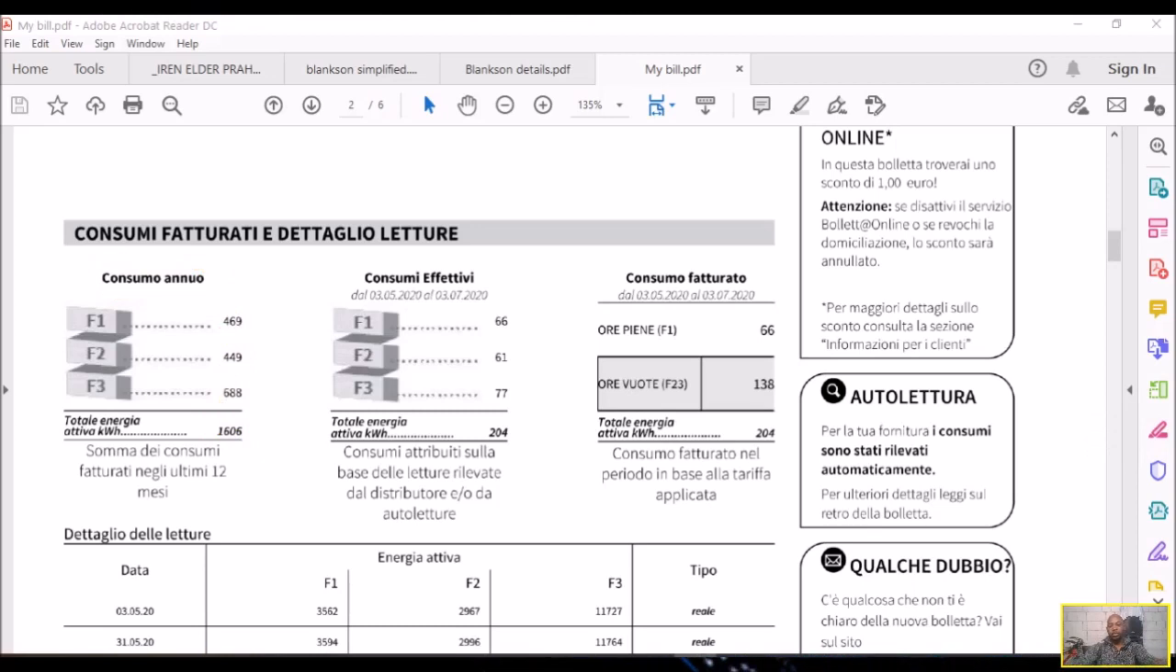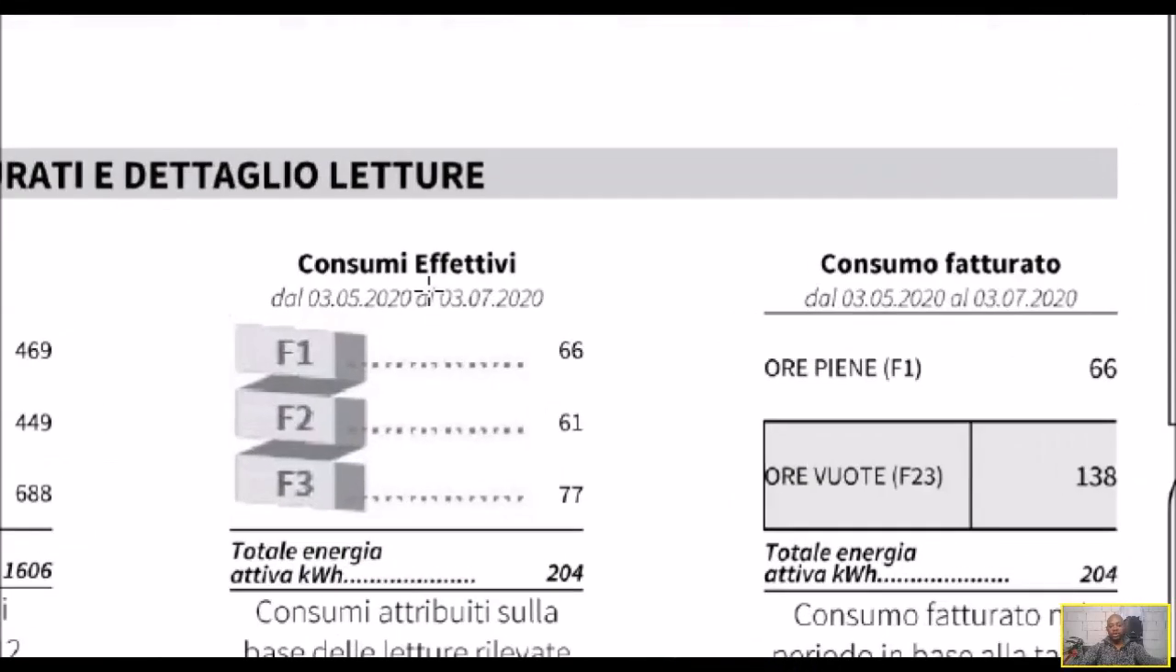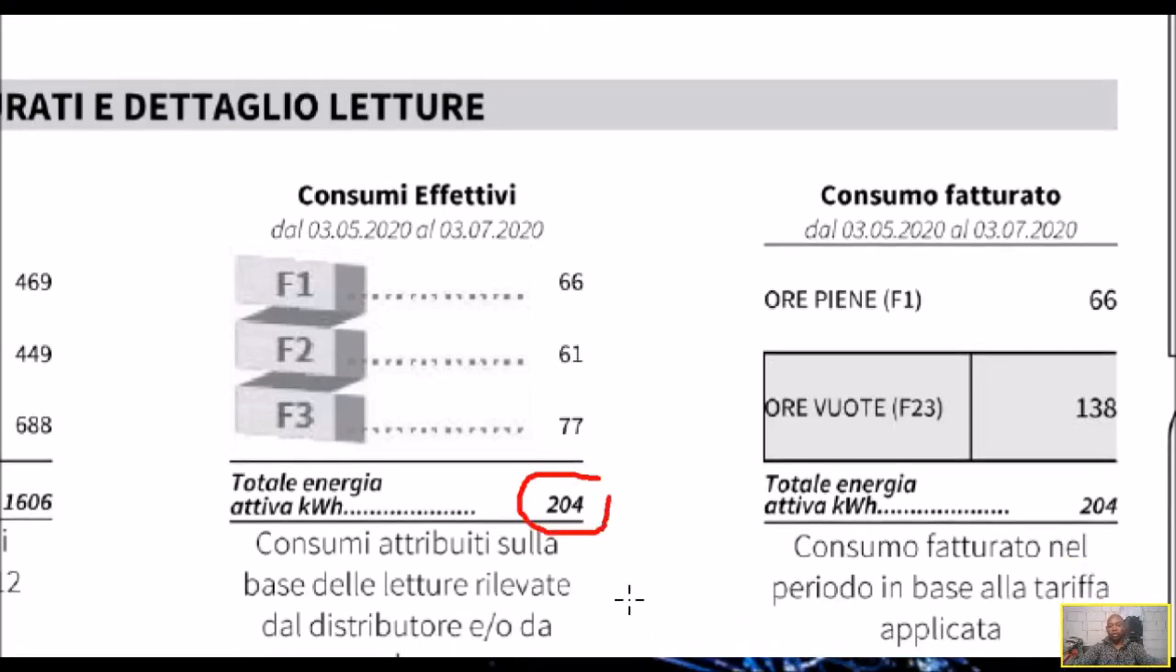Now in this bill, these are the actual figures they used to calculate the bill. Consumi effettivi. What I showed you before was consumi annuali. Here is consumi effettivi. That is the effective consumption you made within the last 2 months. So you can see that my F1 is 66 for 2 months, and F2 is 61 for 2 months, and F3 is 77 for 2 months, which gives you a total of 204.